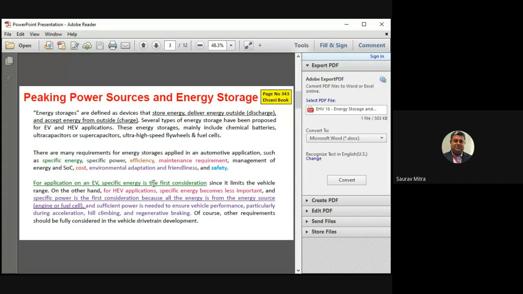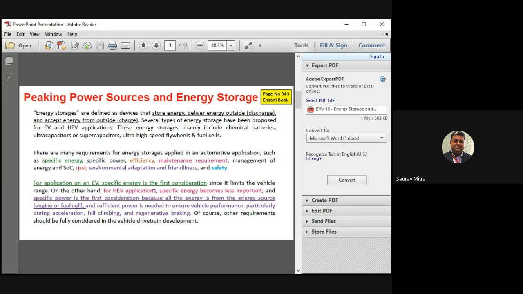For EV, specific energy is the first consideration since it limits the vehicle range. So for EV, the first thing we require is that the vehicle should have a higher range. Higher range means for one battery charge, it should go for a longer distance. And for that, high specific energy will give you a higher range. I will tell you all the definitions later.